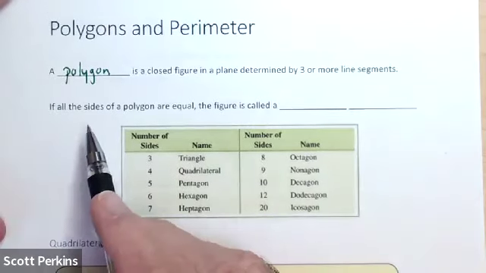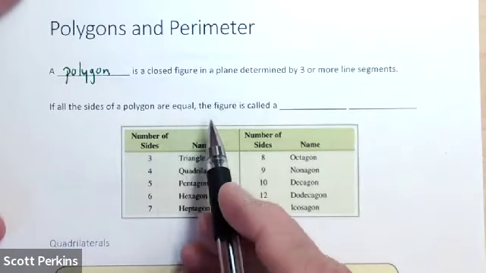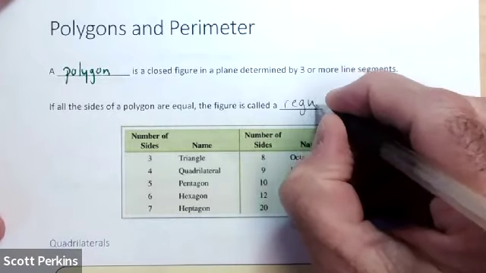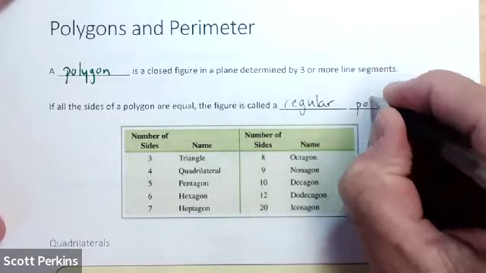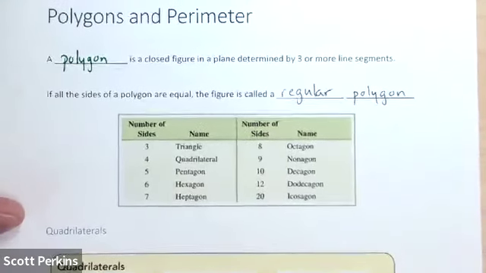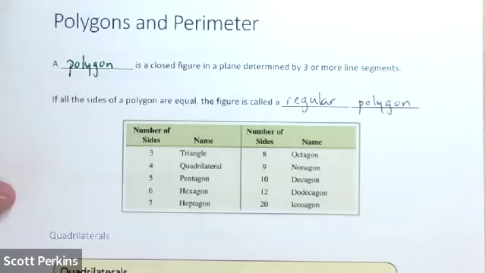If all the sides of a polygon are equal, the figure is called a regular polygon. If you're given the detail somewhere, and that will come into effect on some problems we do on the second and third page here, that a polygon is a regular polygon, it means all the sides are the same, and thus all the angles will be the same as well. That will be an attribute that we take advantage of a little bit later.